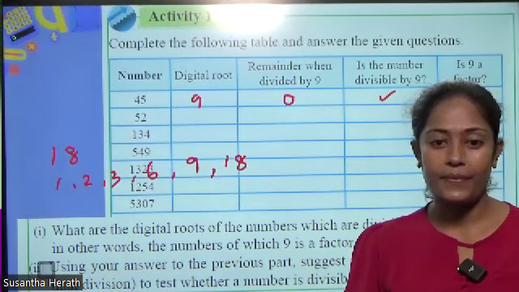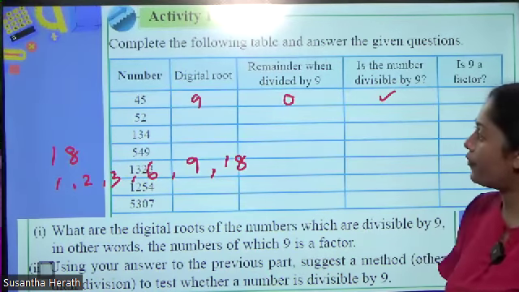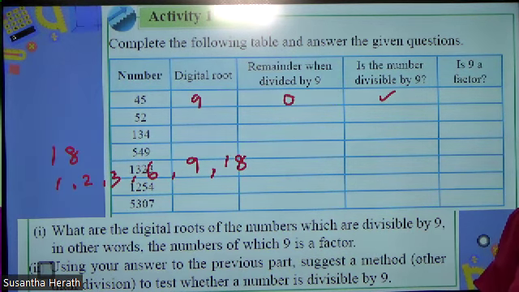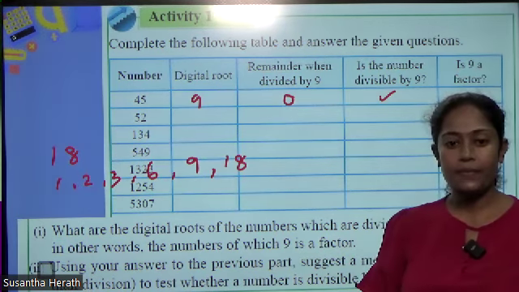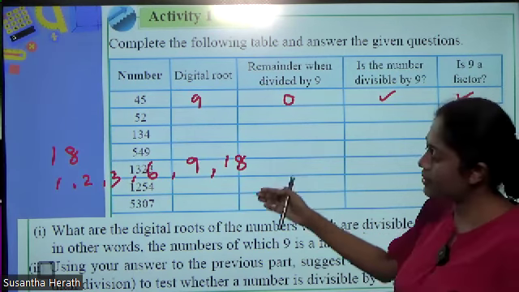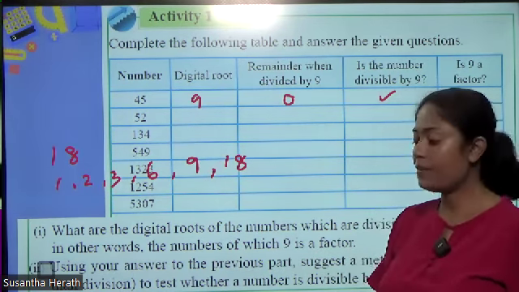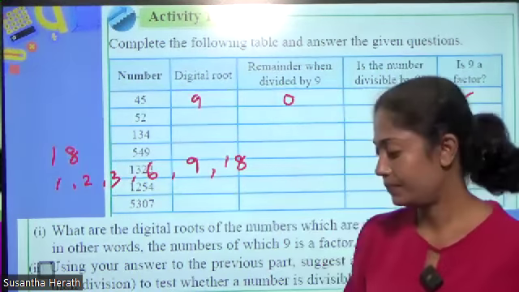So is 9 a factor of 45? Yes, because we can divide that value by 9 without remainder. Right. Here also you can put a tick. Then the remaining questions, can you do them now? Yes, teacher. I'll give 10 minutes, complete the table, then we'll discuss.